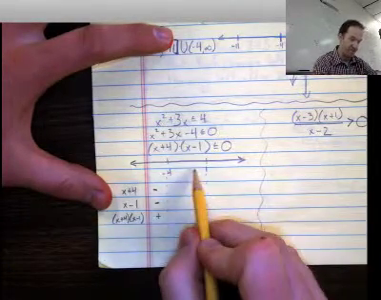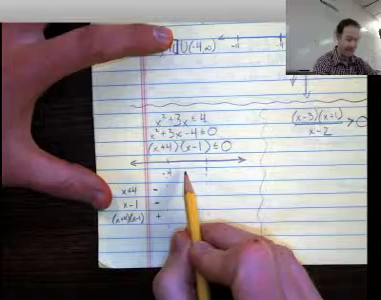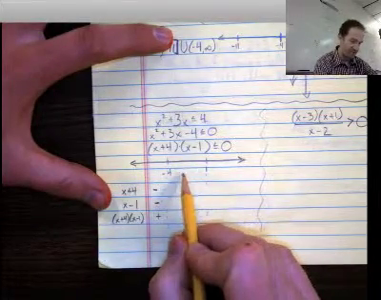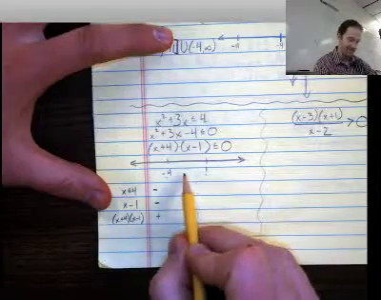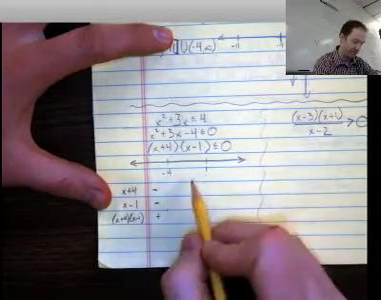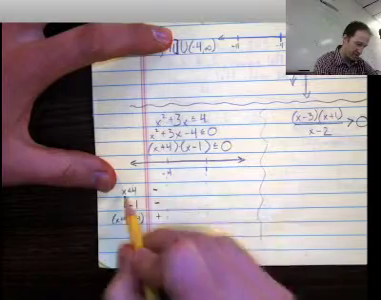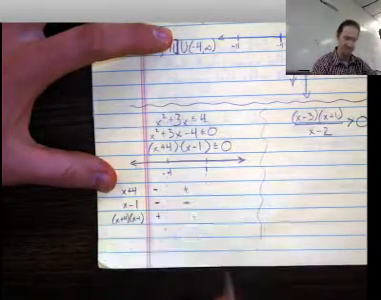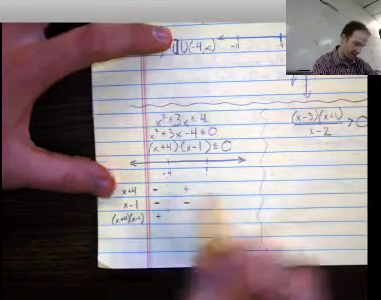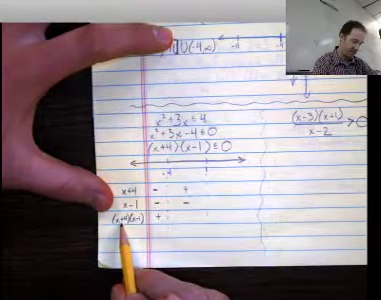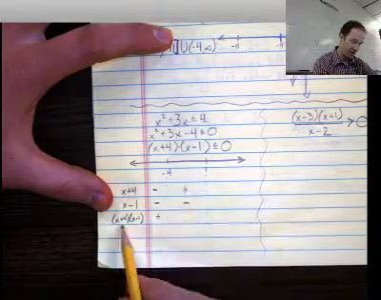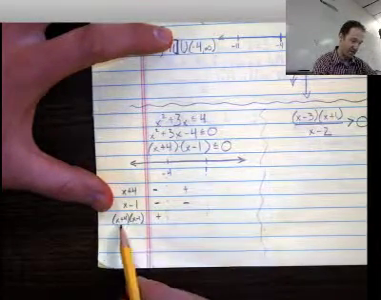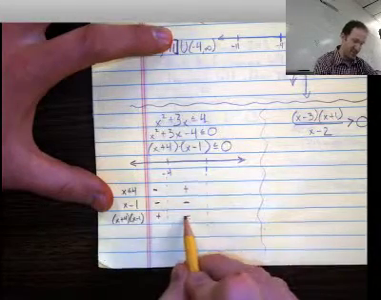Now we do the same thing for between -4 and 1. Again, pick a number between -4 and 1. Any number will do, as long as it's in here. 0 is easy to do math with, so let's pick 0. 0 plus 4 is positive. 0 minus 1 is negative. Now, that means we've got x plus 4 positive times x minus 1 negative. So a positive times a negative is negative in there.